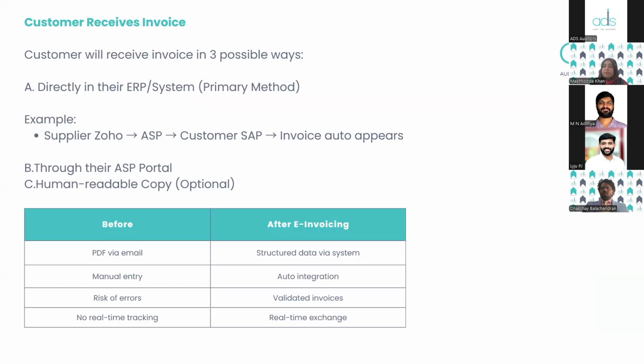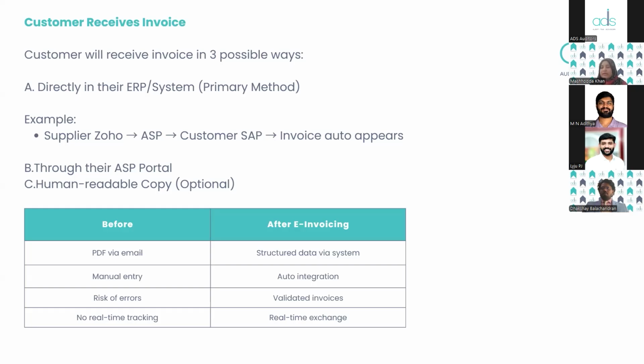So here is a box which explains before and after invoicing impact. Before, it was mostly PDF via email. After invoicing, it is structured data via system. Before, we used to do manual entry for invoices to the customer. Now it's auto integration, so there's nothing manually being done here. There were chances of error earlier. Here, the invoice gets validated before it's shared to the customer.